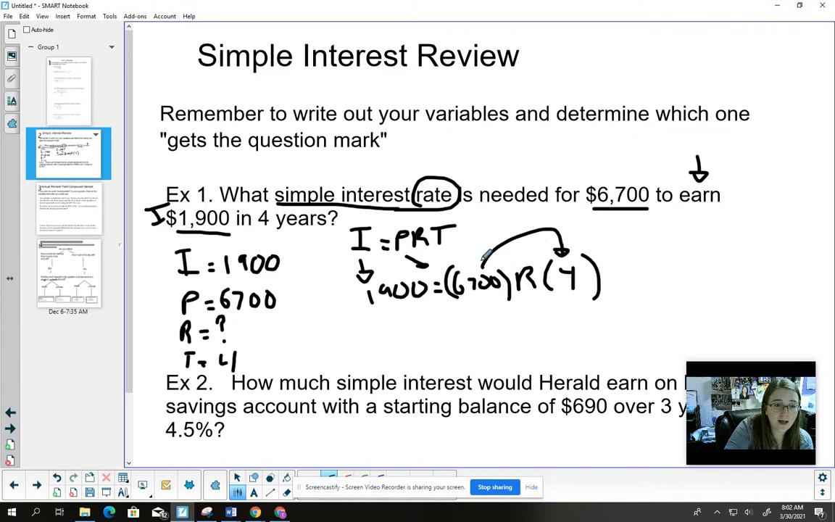So we know that we can go ahead and simplify this. We're going to have to get the R by itself, which means we need to move stuff over. But we can go ahead and multiply out the 6,700 times the 4 so that we only have to move one thing instead of 2. So these 2 multiplied together is 26,800, whatever it is, R. Good. And then we know that this is 26,800 times R. So to get rid of that, we should be dividing.